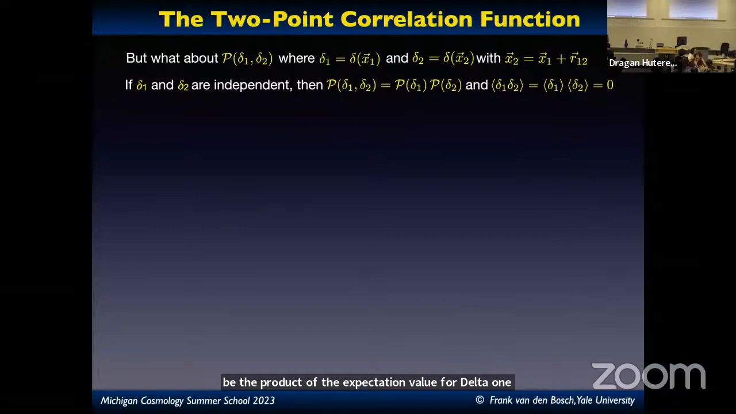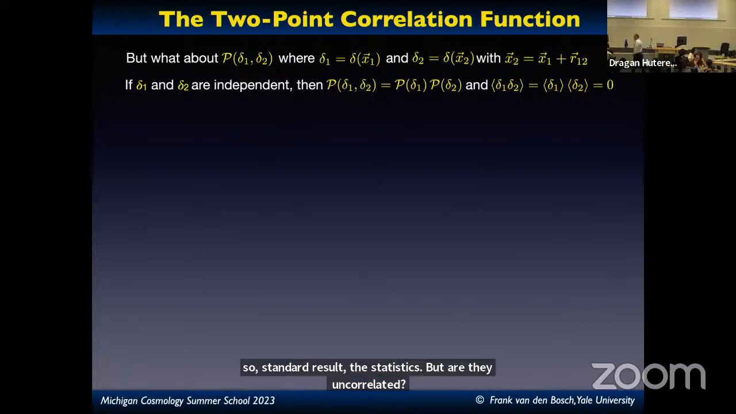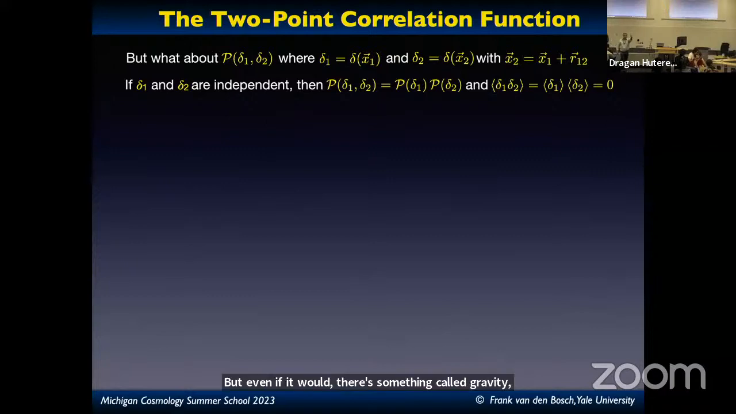Okay. So what I've just said in words is, if delta 1 and delta 2 are not related to each other, if they're uncorrelated, then the expectation value for their product is 0. Okay. It's a standard result in statistics. But are they uncorrelated? Well, hell no. First of all, the random process doesn't make them uncorrelated. But even if it would, there's something called gravity. And if I have an overdensity here, then location 2 knows about the fact that there's an overdensity because gravity is a long-range force. So there's no reason to expect these things to be uncorrelated.